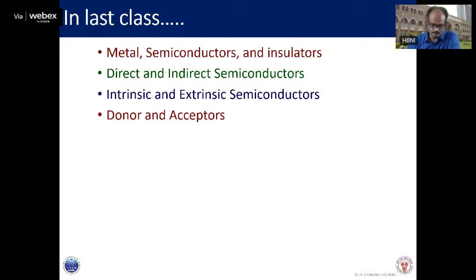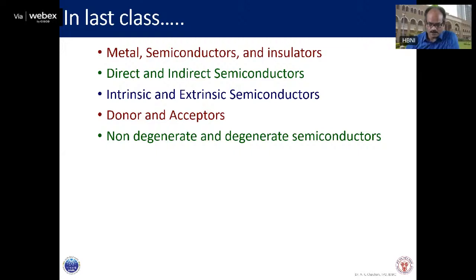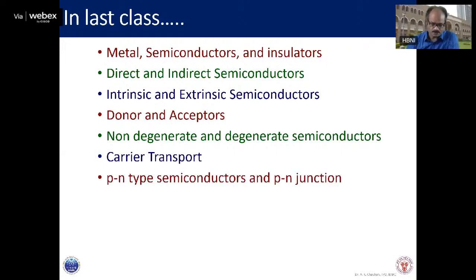Donors are the materials which donate electrons to semiconductors. Similarly, acceptors are those materials which accept electrons from the semiconductor. So there is an absence of electrons, and in acceptors, holes are there. Then we saw non-degenerate and degenerate semiconductors. The carrier transport also we understood.